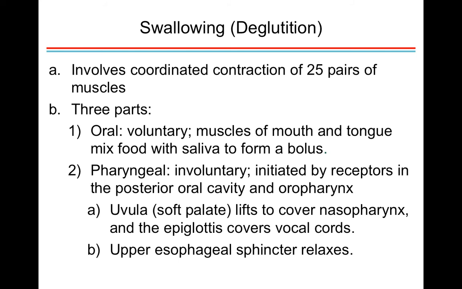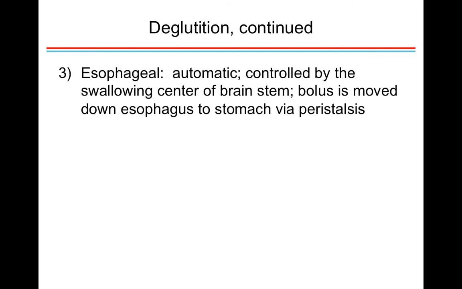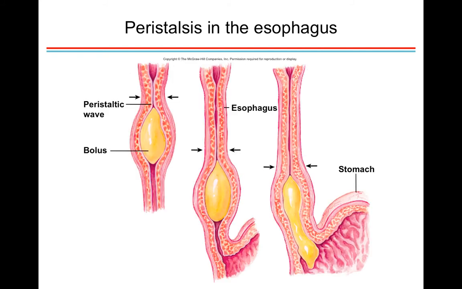And I also wanted to mention that we have the vocal cords that are in the pharynx as well, and there is an upper esophageal sphincter that will relax to let the bolus pass through. And once the bolus is in the esophagus, this also has muscles that will automatically move the food down to the stomach, and peristalsis is used to move the bolus down the esophagus to the stomach.